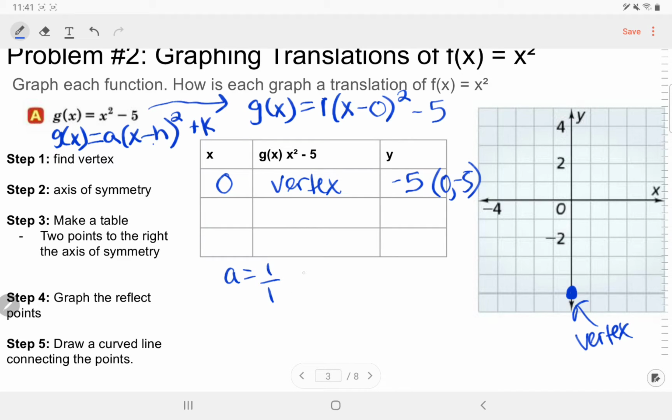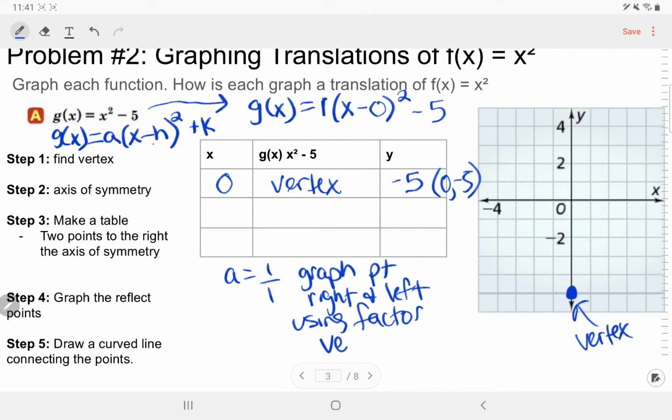Now we notice that a is positive 1 over 1, so I can graph a point to the right and left using this factor of my vertex, but only 1 point to each side. Since this is a quadratic, both of my legs are going to be exponential, so I can't use this factor for every point of my legs, just the first one. So from my vertex, I go up 1, right 1, and I can go back to the vertex, up 1, left 1.